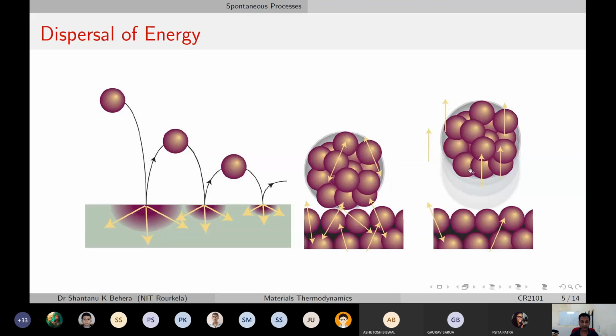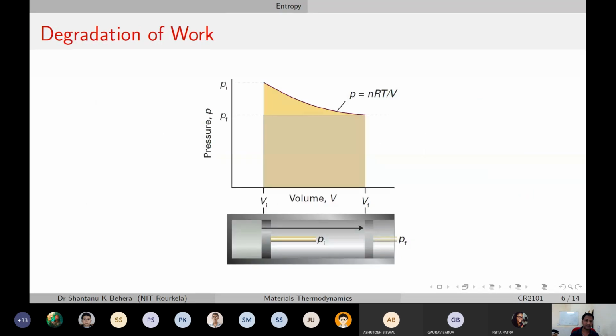And why this cannot happen, we'll understand that. So to bring in the context, let's go back to our earlier diagram of pressure-volume work. This we have spoken about in the first law of thermodynamics.